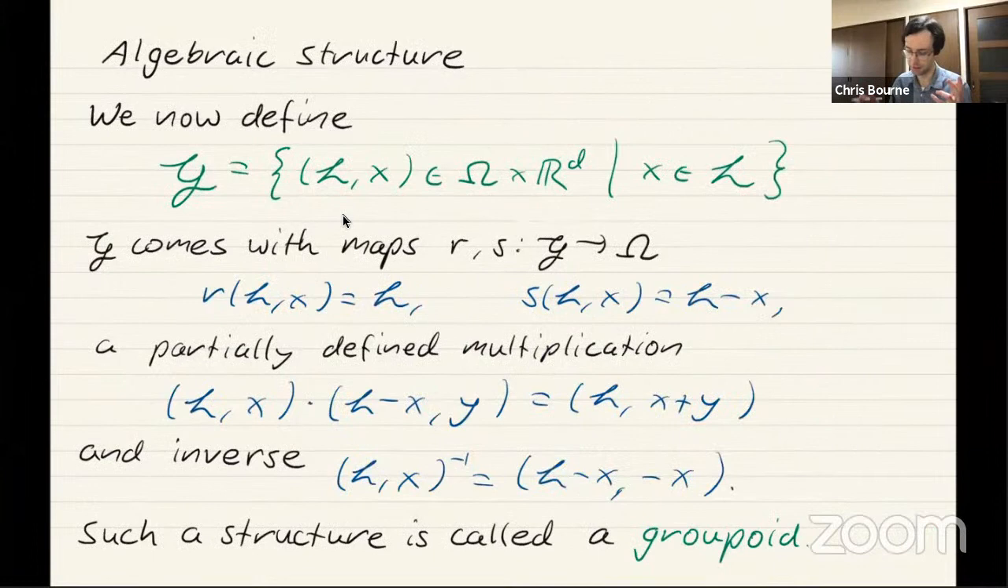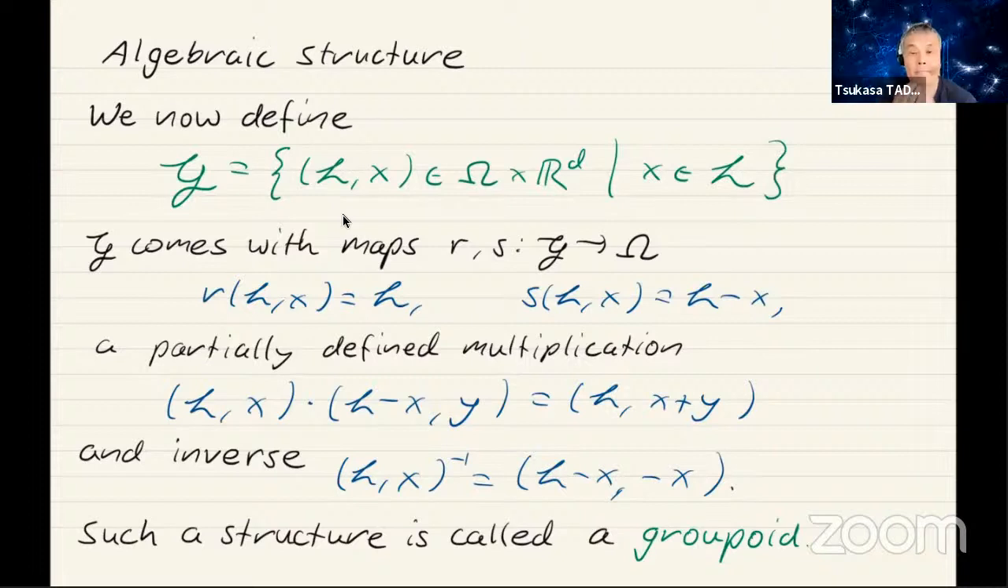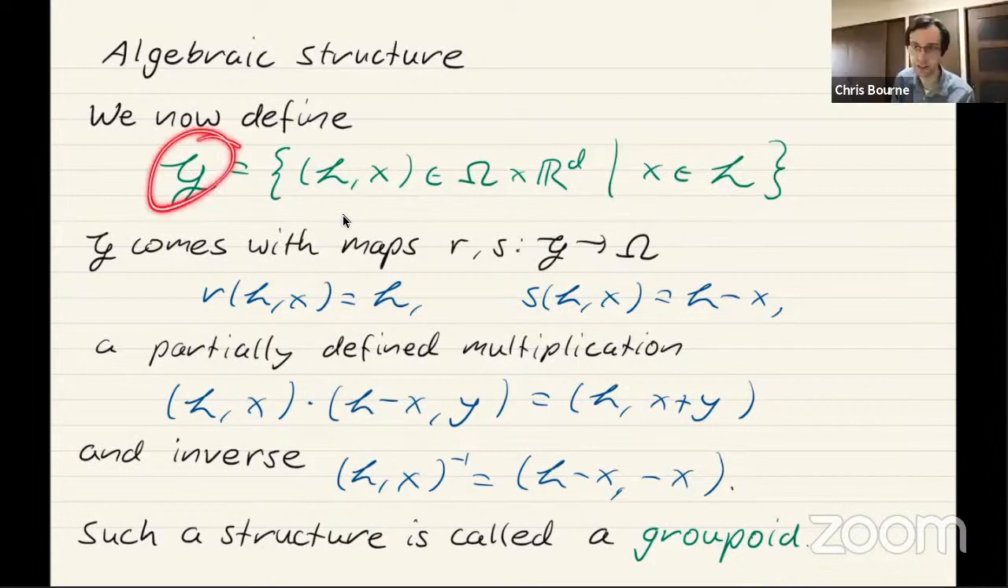Then we get what I think is quite a nice algebraic structure out of this, which is encoded in this curly G here. So this is going to be a pair of points. So we take an element L within omega and then X within just R^d, but such that X is in our point set, so the Delone set and elements within that set.